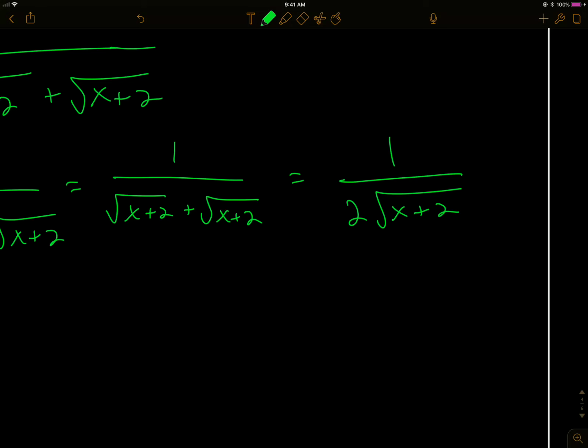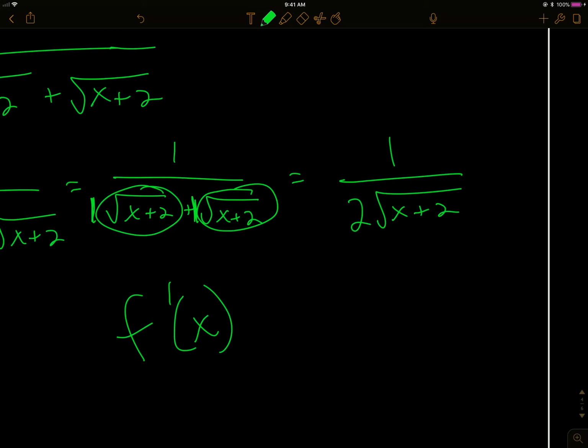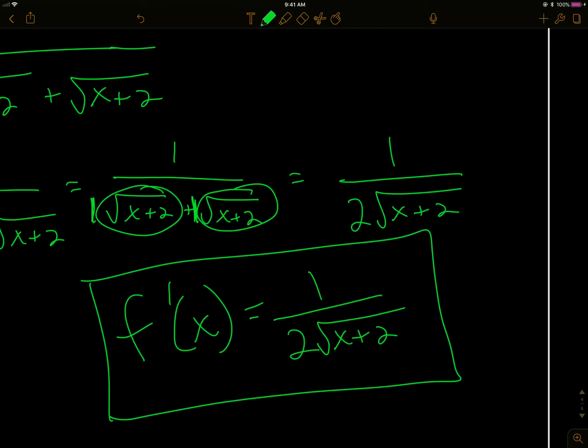If I have, I'll just call this a thing, one of those things plus another one of those same exact things, I'll now have 2 of those. That's how we add those. If they're exactly the same, I can actually add them. So f prime of x equals 1 over 2 times the square root of x plus 2. That's our derivative for that function.